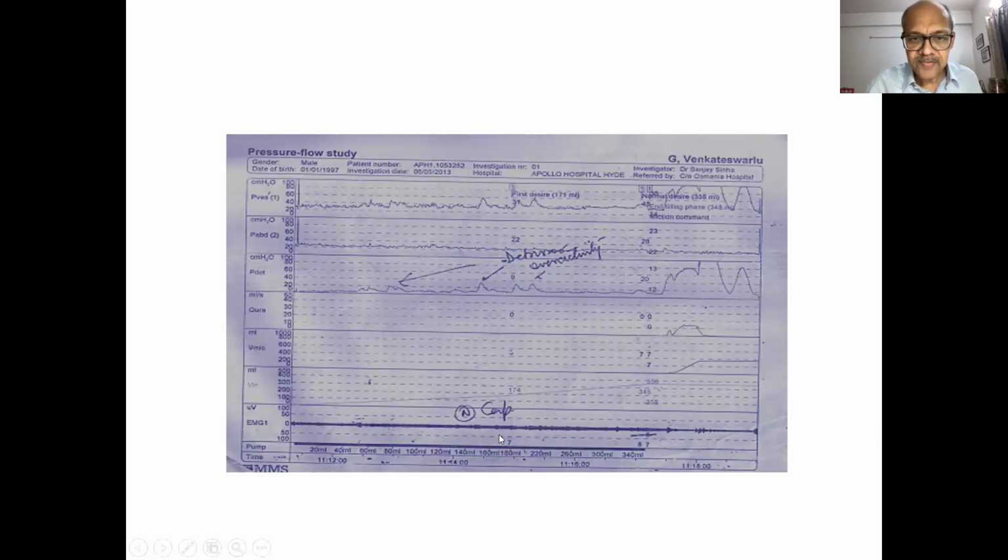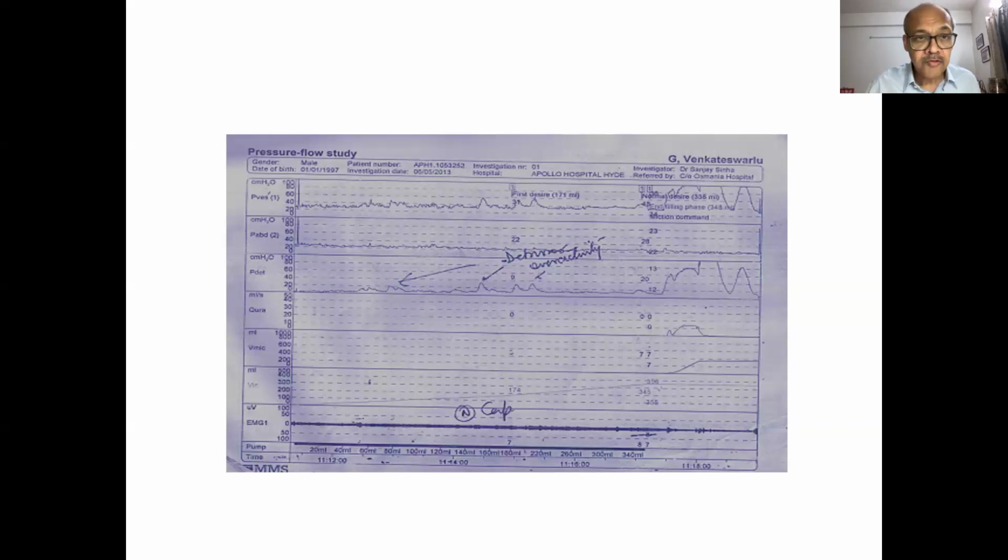You can see here that during storage, capacity is normal, 340 ml has been filled in. There's not much of a rise in pressure during filling, so the compliance is fine. There are phasic contractions seen, diffusive activity. Now, assuming that we have an MCUG, because this is not a video, so MCUG is crucial, and it doesn't show reflux, there is no large diverticulum, no other pressure vent, then this storage is safe. So this is a safe storage.